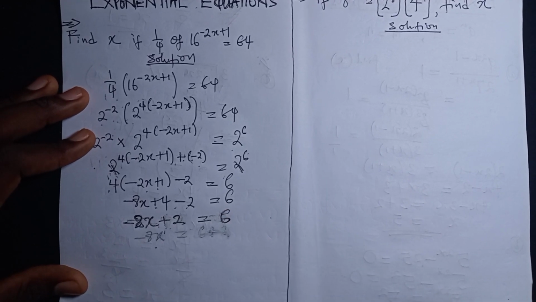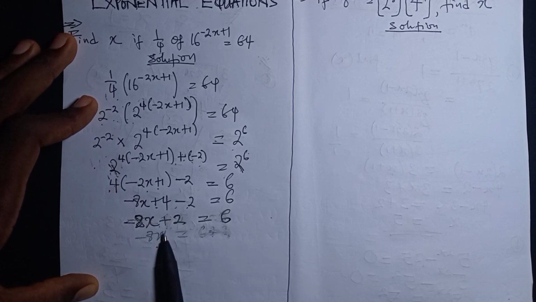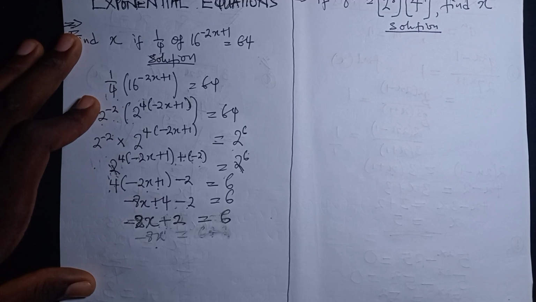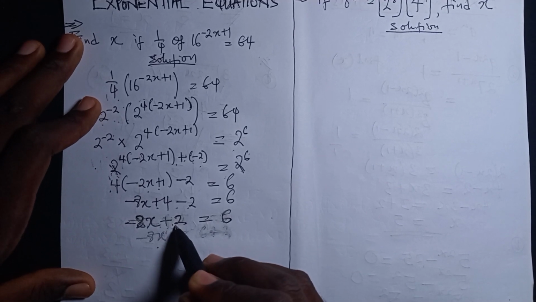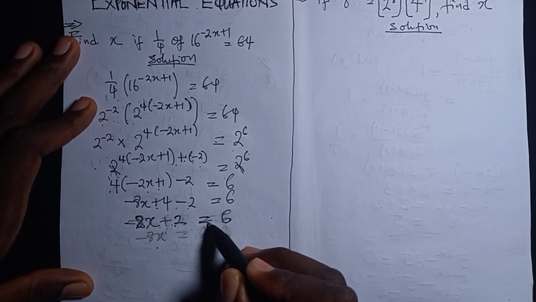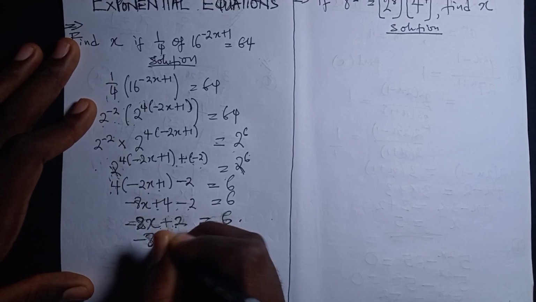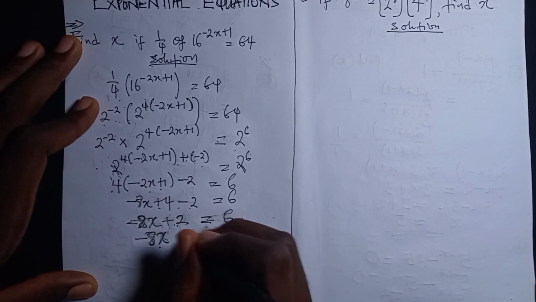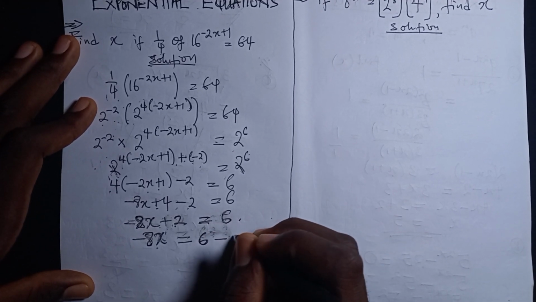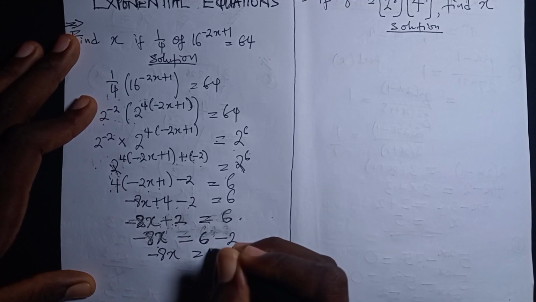So remember from our last class, I always say that if a positive or a negative sign is crossing the equality sign going to the other side of the equation, it will change sign. Like we have plus 2 here. Collecting like terms, taking plus 2 to the other side of the equation, as it's crossing this equality sign, it changes sign to negative. So we are left with minus 8x is equal to 6 minus 2. So we have minus 8x is equal to 4.